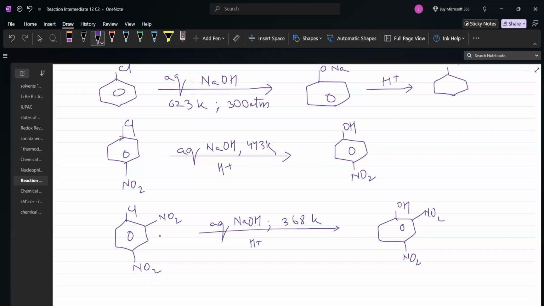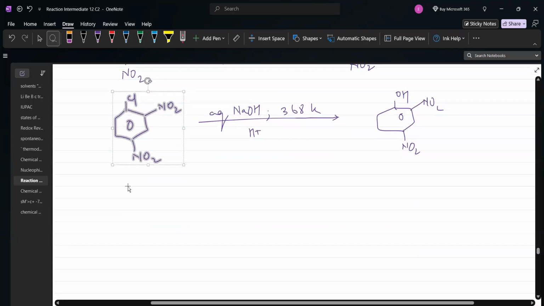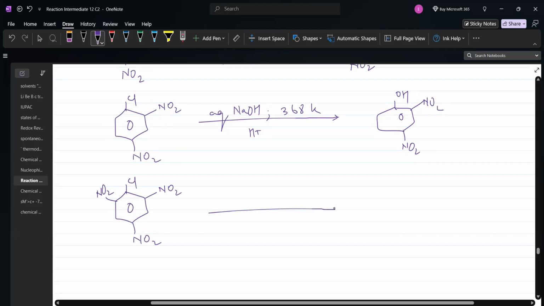And the third case. In the third case, we will be adding two NO2 groups at the ortho position and one at para, and we can see that in lukewarm water only, not at high temperature, just under warm conditions, the nucleophilic substitution reaction will occur, and chlorine will be removed, and finally we will have this.